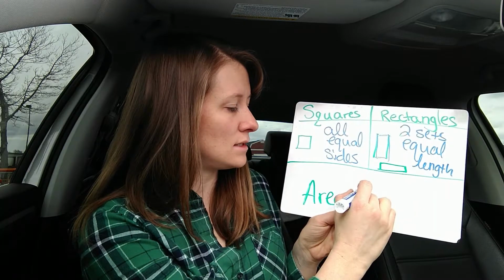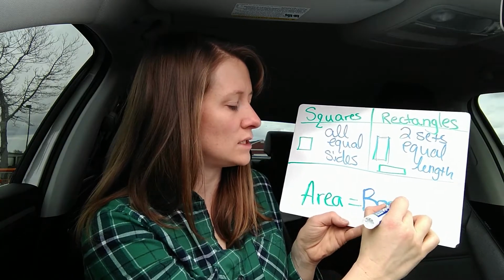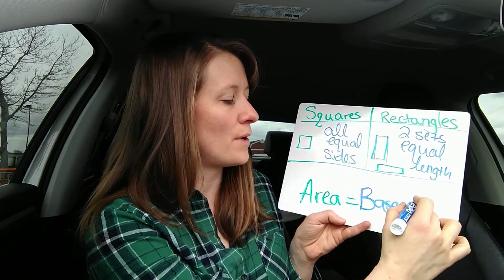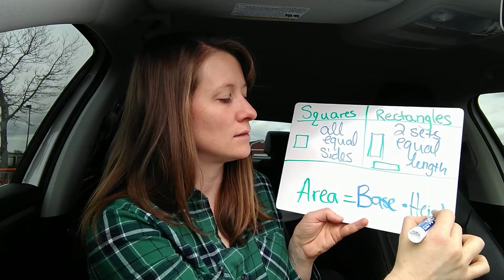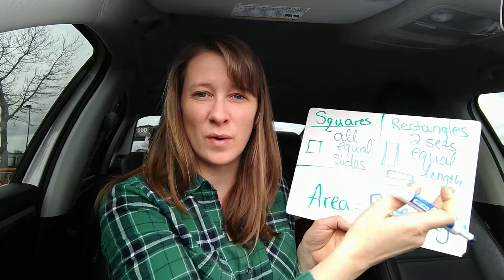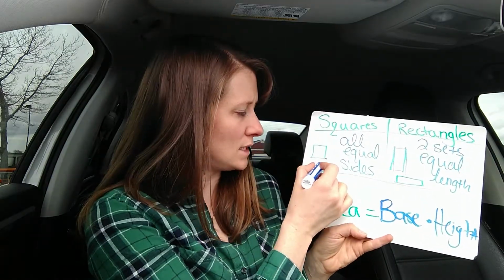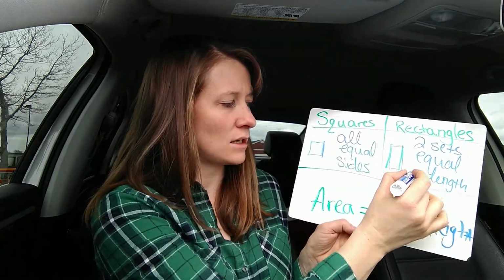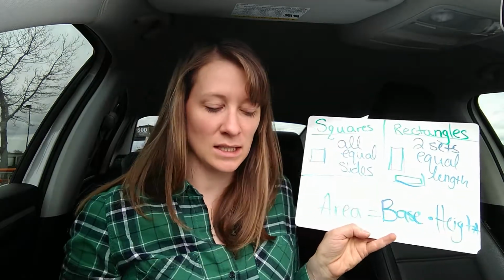So the area is our base. We take base and we multiply it by the height. So we take base times height, and it's as simple as that for our squares and rectangles. We've got our base and our height. So let's go ahead and get started on some examples.